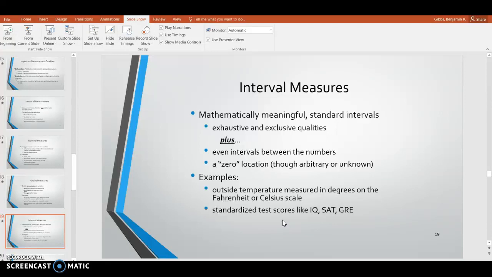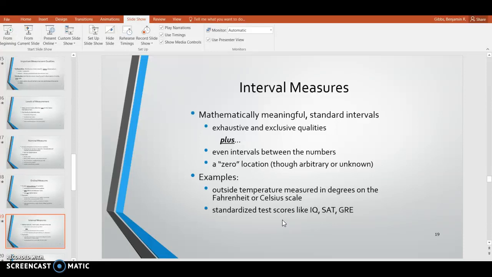For example, 40 degrees is not twice the temperature of 20 degrees, nor is 20 degrees half or 50% of 40 degrees. We may think of it that way, but mathematically that is incorrect. At the same time, you can do the math on it. 40 is 20 degrees higher than 20 degrees, or 20 degrees is 20 degrees lower than 40 degrees. So you can do the math, you just can't do the ratios on those particular variables.